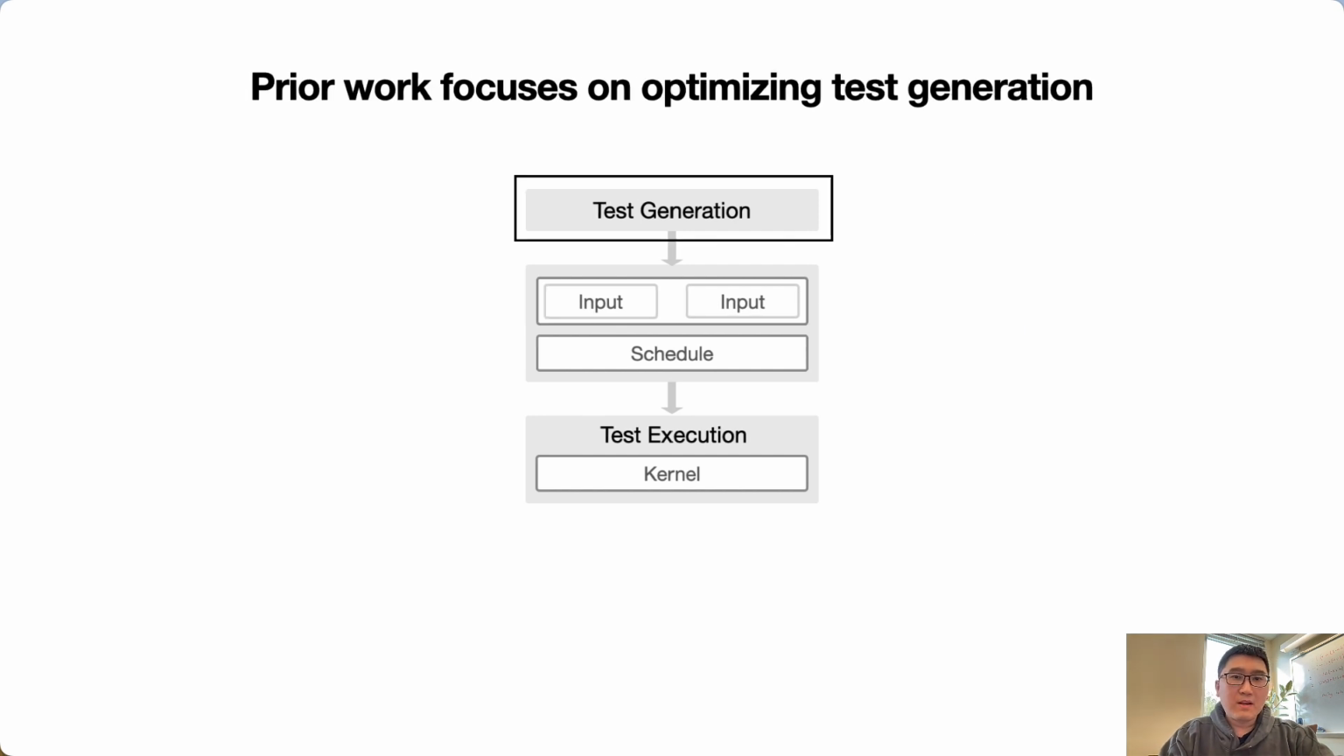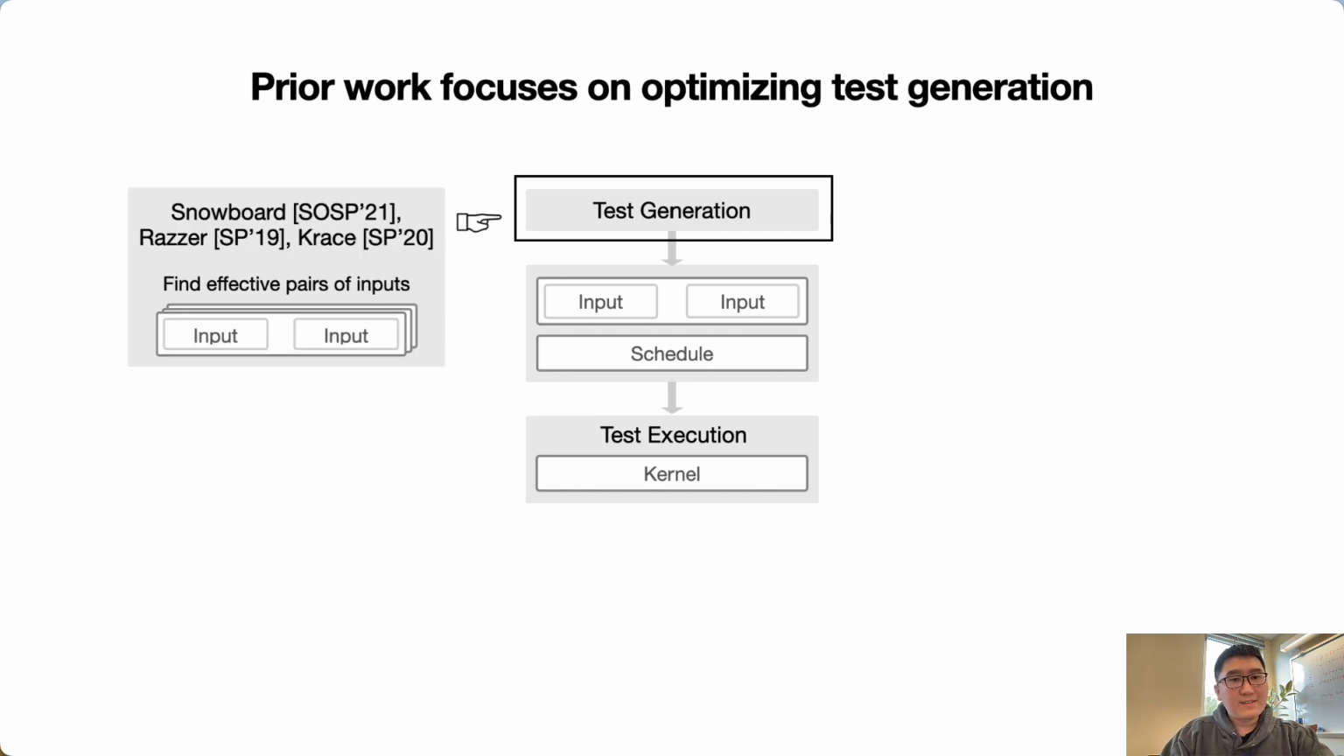To improve this pipeline, prior work mostly focuses on improving test generation. There is a lot of work in this area, including our own. These systems try to find promising tests by construction. They use heuristics, they use static analysis to find the pairs of inputs that are effective at testing concurrency, so that we don't have to enumerate every pair of inputs.